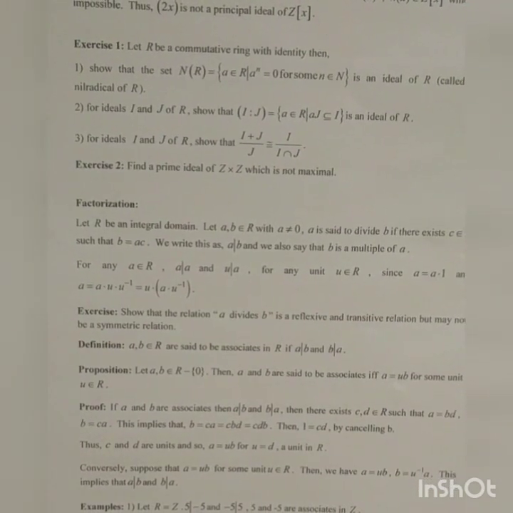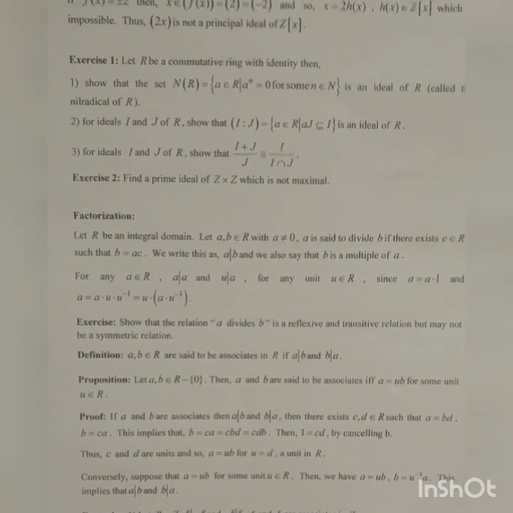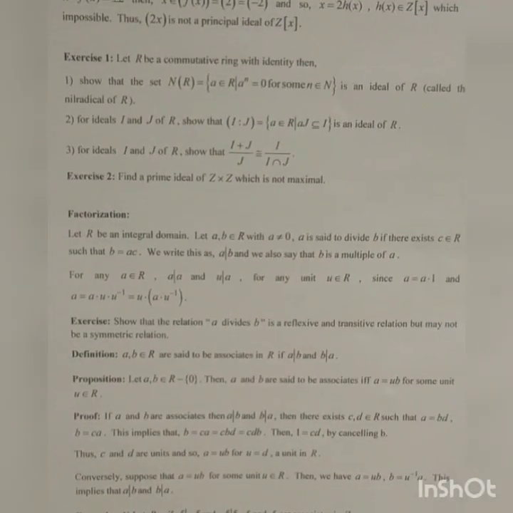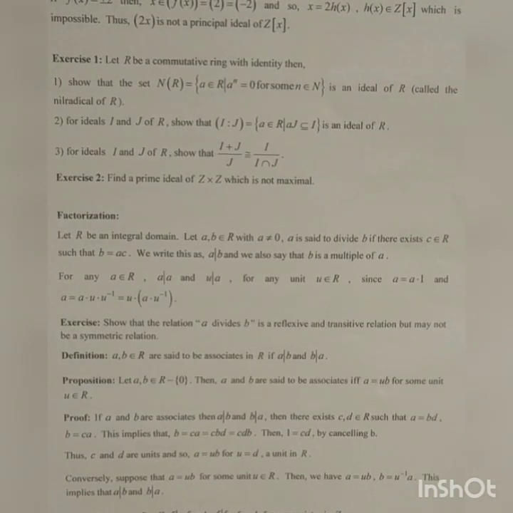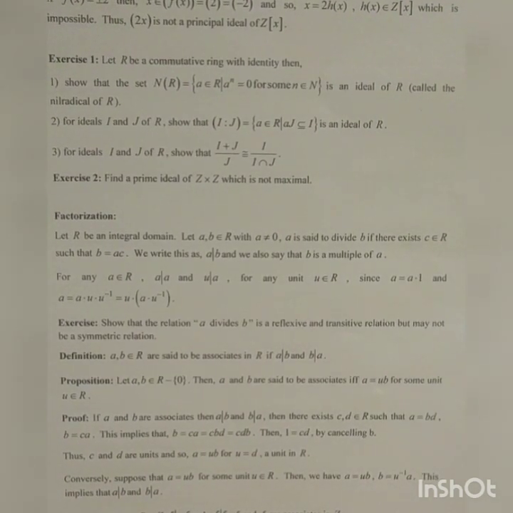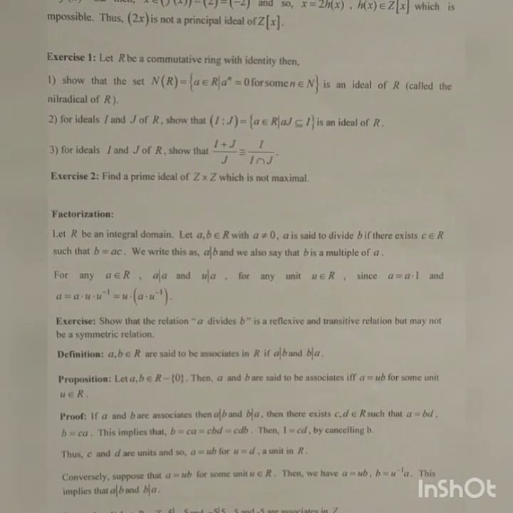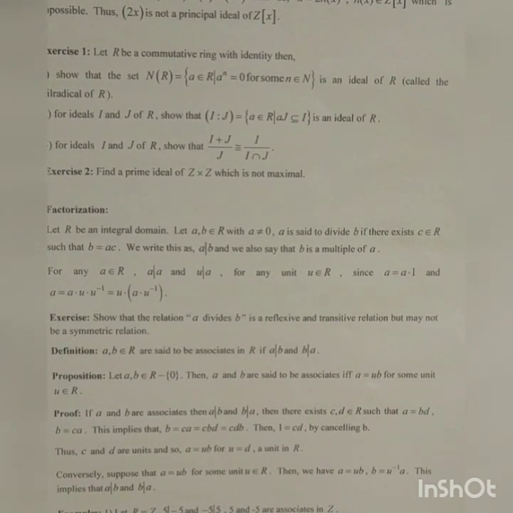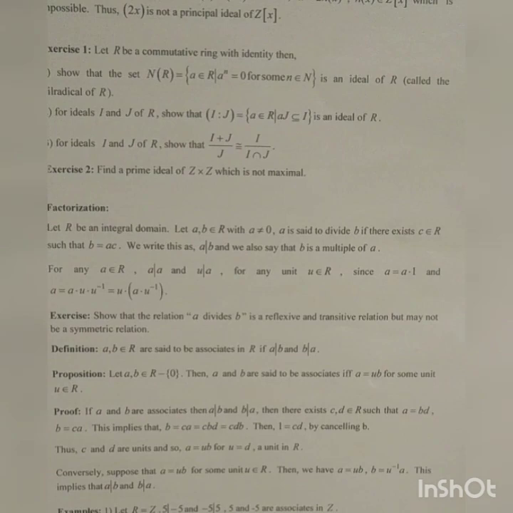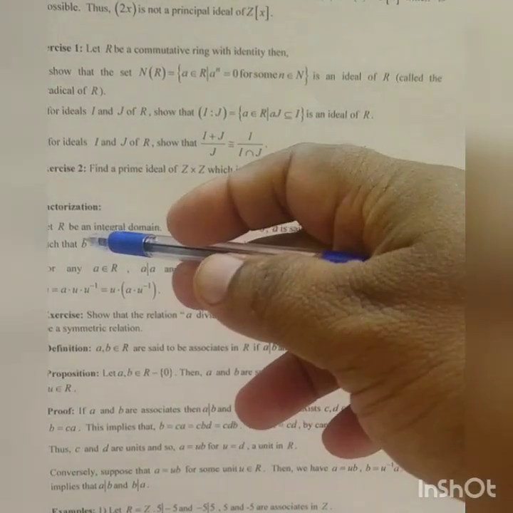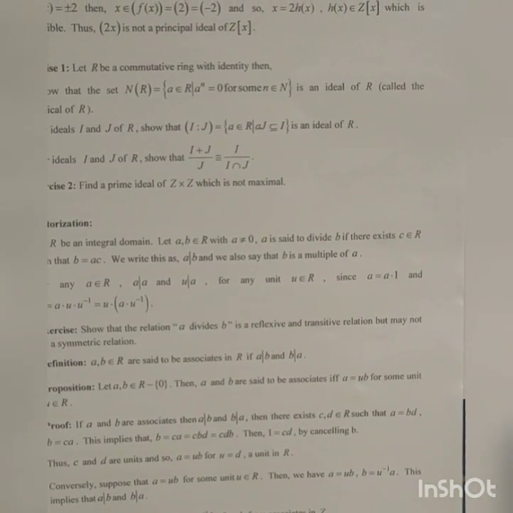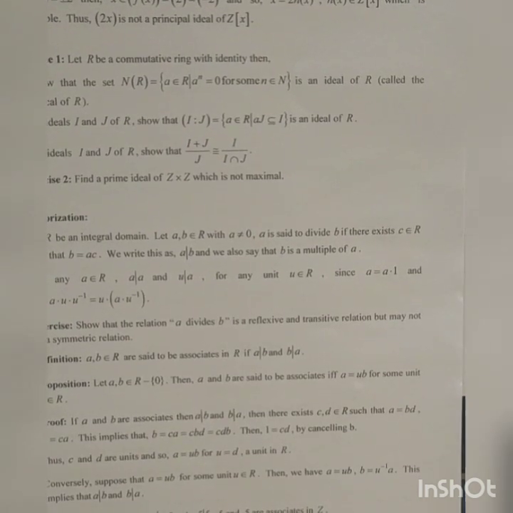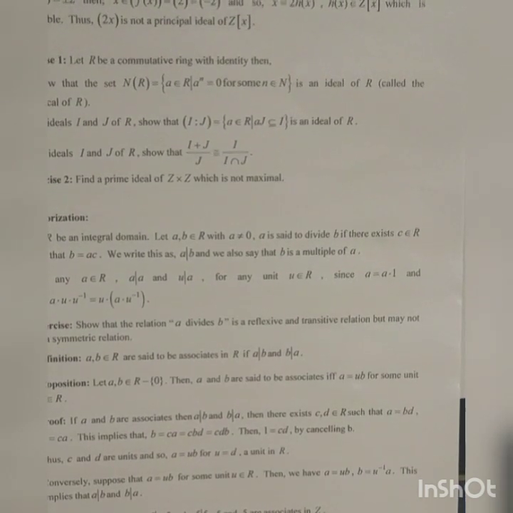Now, let's move on to the next topic, factorization. Suppose R is an integral domain and A and B are two elements of R with A being non-zero. Then we say A divides B, provided there exists an element C in R such that B can be written as a multiple of A, that is B equals A times C. Then we say A divides B. In other words, you can say B is a multiple of A.